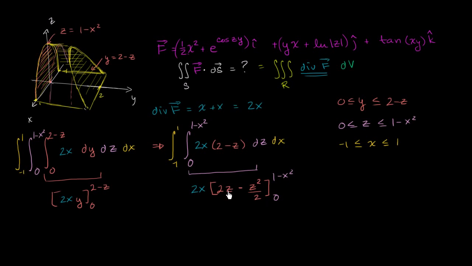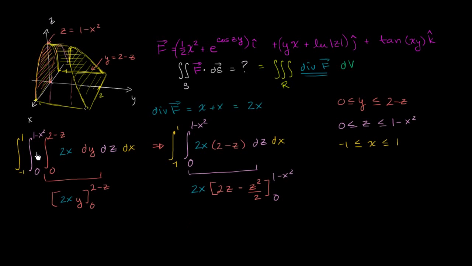When we evaluate them at 0, we're just going to get 0 right over here. And so we really just have to worry about when z is equal to 1 minus x squared. Did I do that right? Yep. 2z, and then minus z squared over 2. You take the derivative, you get negative z. Take the derivative here, you just get 2. So that's right.